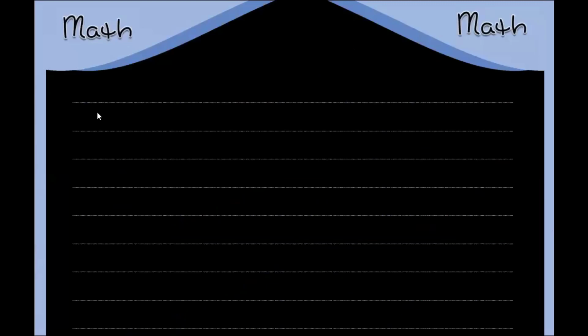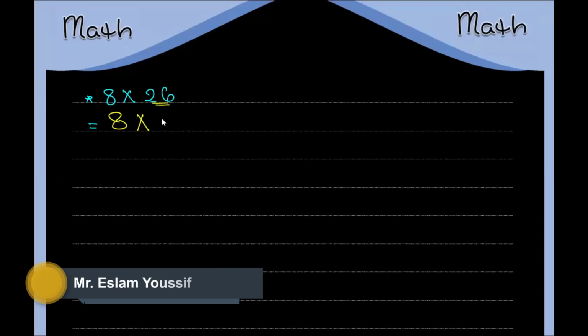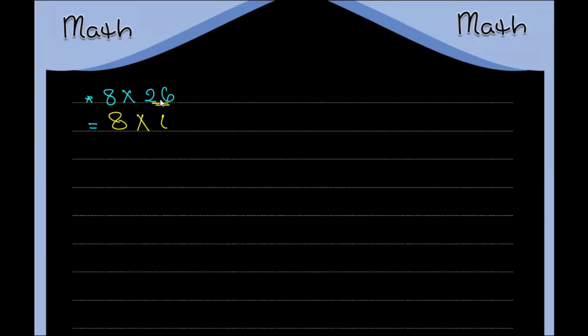Okay, choose any 2 numbers. Like 8 times any number formed from 2 digits. 26. So write 8 without any change. Times. Convert 26 to be the sum of 2 numbers, the expanded form. What's 26? Write the value of each digit. I cannot understand. With the value of each digit, the expanded form for this one. What is the expanded form?